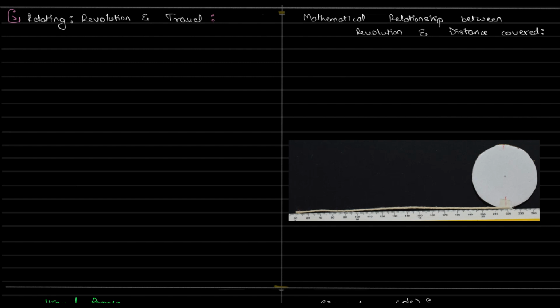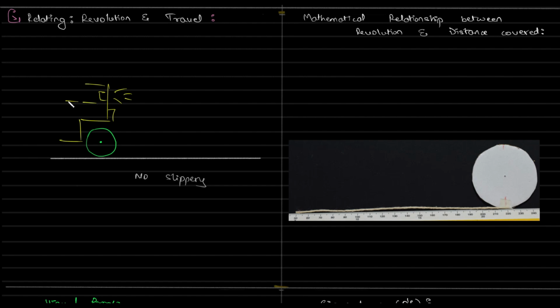Okay, so for that, let's consider a non-slippery surface. So this surface, it's non-slippery. It does not slip. Things won't slip on that. So on that we see a vehicle. So obviously there is a wheel, right? And this wheel, say it is said to have rotated a lot. What does it mean? Means the vehicle has traveled a lot.